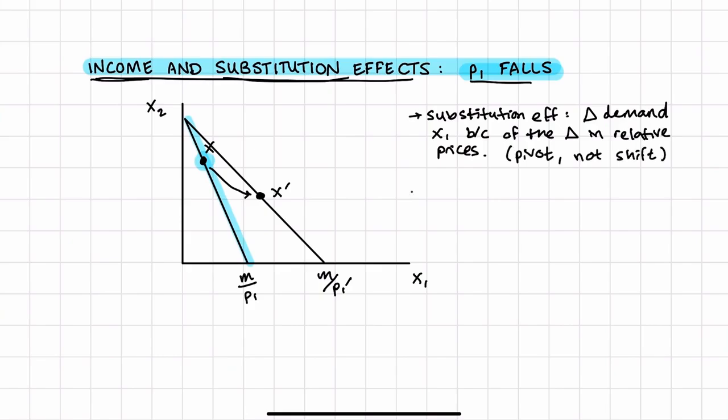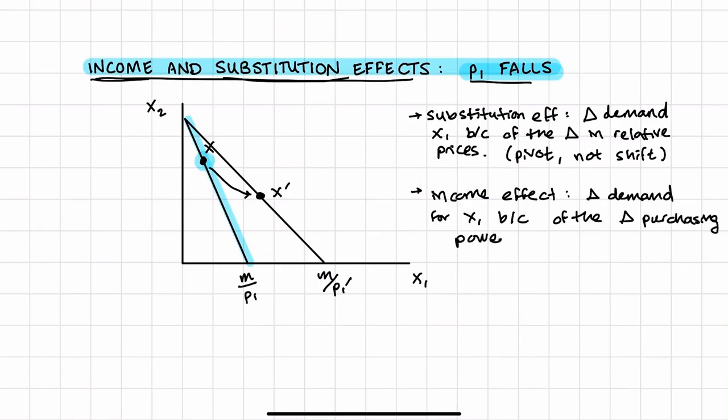Next, we're going to study the income effect. The income effect is the change in demand for X1 because of the change in purchasing power. So we add the shift part.